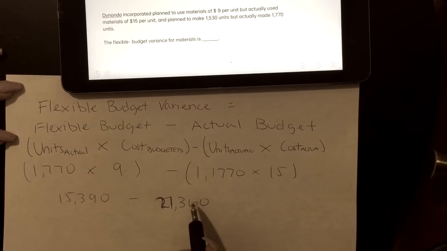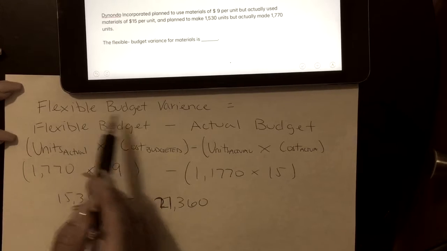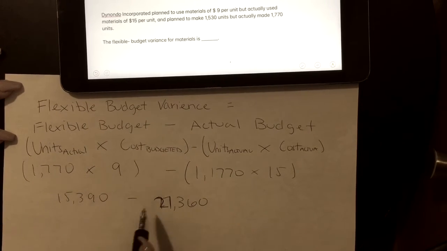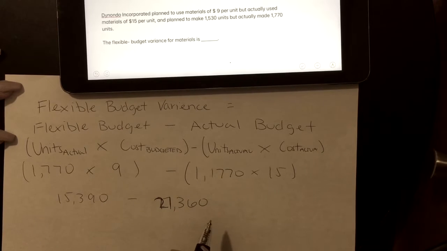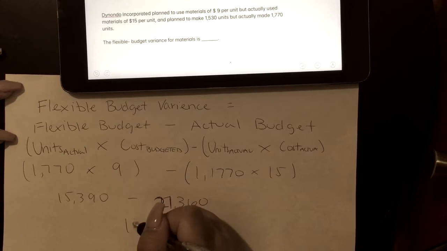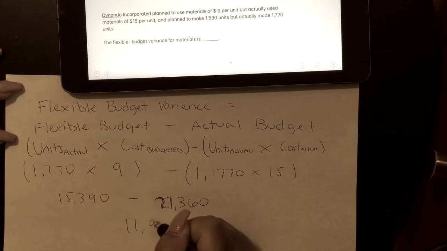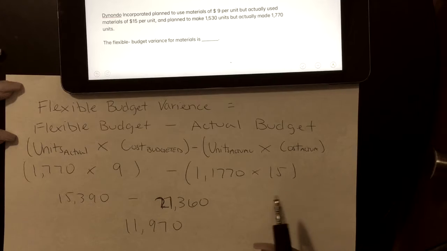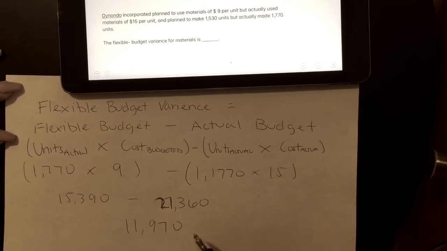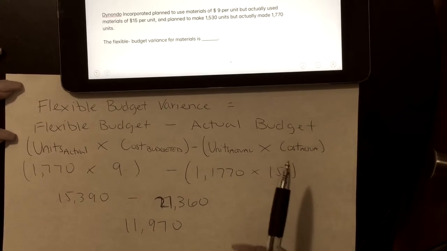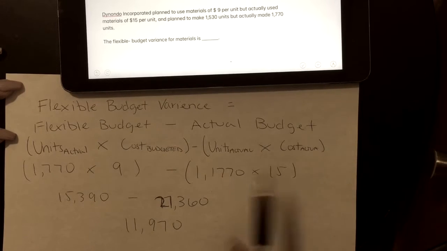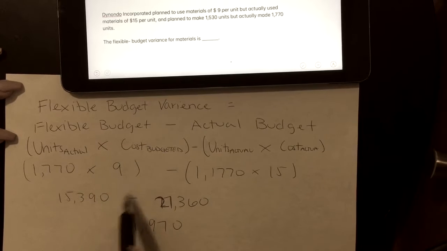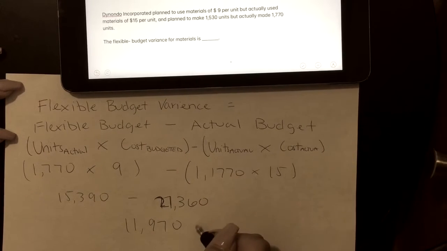And then once we calculate this, we're going to be able to find out our flexible budget variance. So 15,390 minus 27,360 is going to equal 11,970. So now we're just going to have to figure out if it's favorable or unfavorable. So as you can see, our actual budget is greater than our flexible budget, which is going to make it unfavorable.